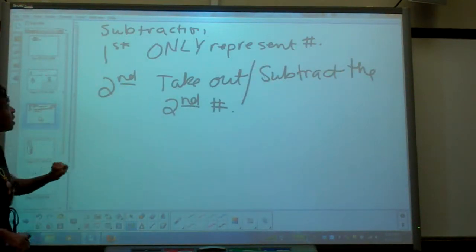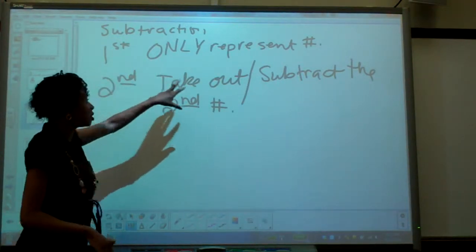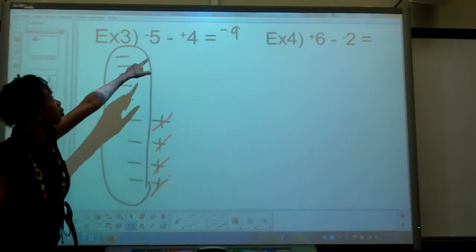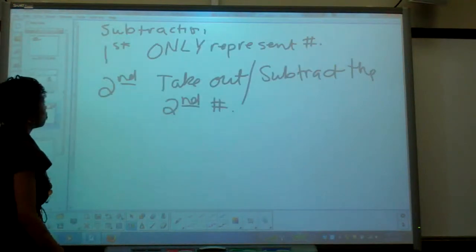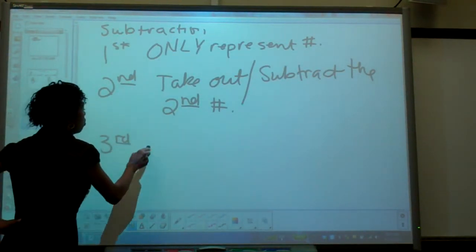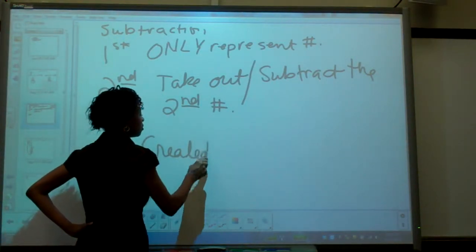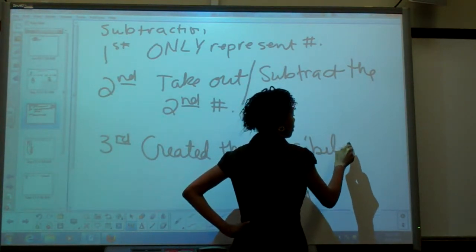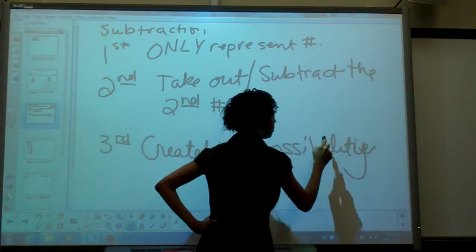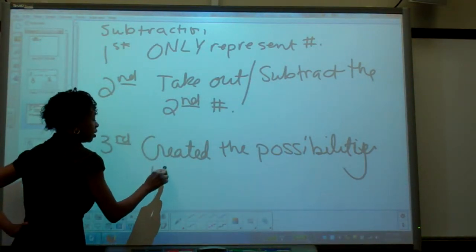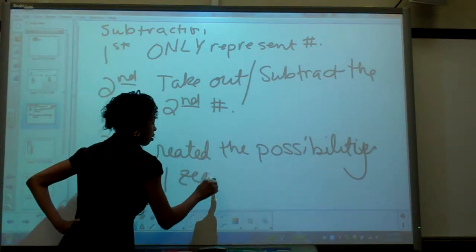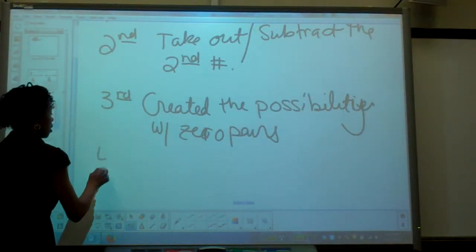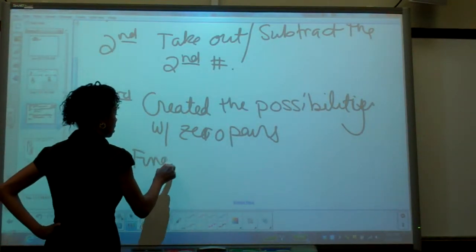So step 1, represent the first number. Step 2, take out the second number, or subtract the second number. Well, what happens when it's a problem like this and we can't take off 4 positives? We created the possibility by making zero pairs. And then finally, or fourth, the final answer should be in the same charge.